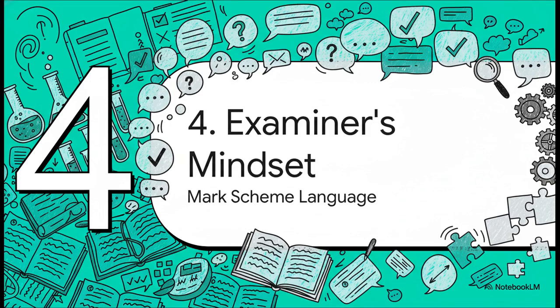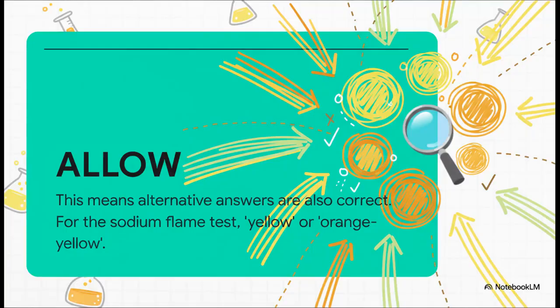But to really guarantee those top grades, we need to get inside the examiner's head. Let's take a look behind the curtain and decode the secret language they use in their mark schemes. Okay, when you see the word allow on a mark scheme, it's like a little bonus. It's great news. It means the examiner knows there's more than one correct way to say something. For example, they might be looking for the answer yellow, but they will allow orange yellow. It just gives you options.